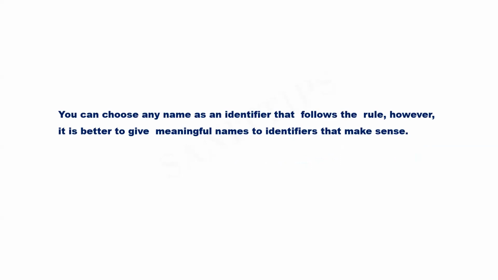However, it is better to give meaningful names to identifiers that make sense. If you have two identifiers x and sum, both are valid according to the rule. But x is a bad identifier, and sum is a good identifier because sum conveys the meaning of the identifier, whereas x does not convey the meaning. So always better to choose an identifier that makes sense.